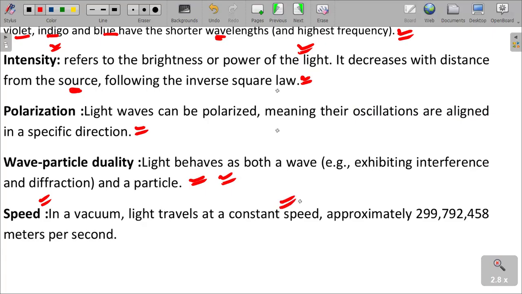So the speed also, when we are still on light: in a vacuum, light travels at a constant speed of approximately 299,797,456 meters per second. That is the speed of light. We are going to find somewhere where we can be asked to calculate the speed of light when given some context.